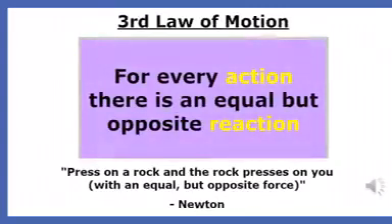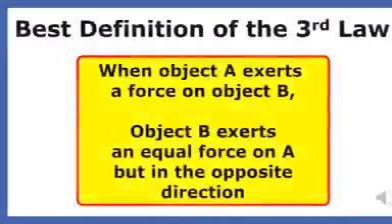As I said before, the common definition of Newton's third law is that for every action, there is an equal but opposite reaction. I like what Newton said about the third law. When you press on a rock, the rock presses on you with a force that is equal but opposite. I believe the definition of Newton's law that produces the deepest understanding is that when object A exerts a force on object B, object B exerts an equal force on A, but in the opposite direction.